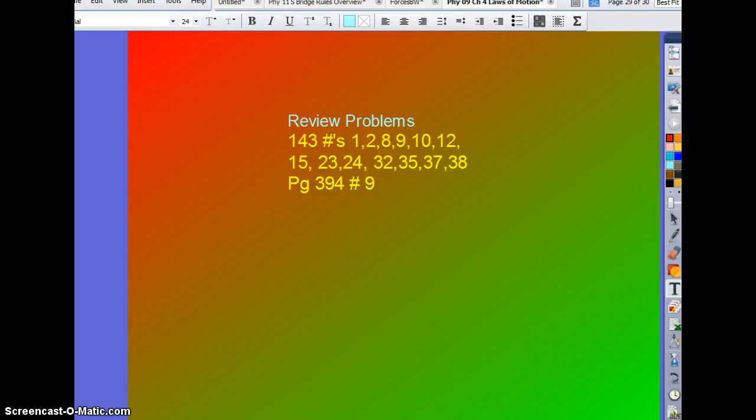Looking at review problems for chapter 4, rather. Number 1. Is it possible for an object to be in motion if no net force is acting upon it? The answer is yes. The object could be moving at constant velocity.